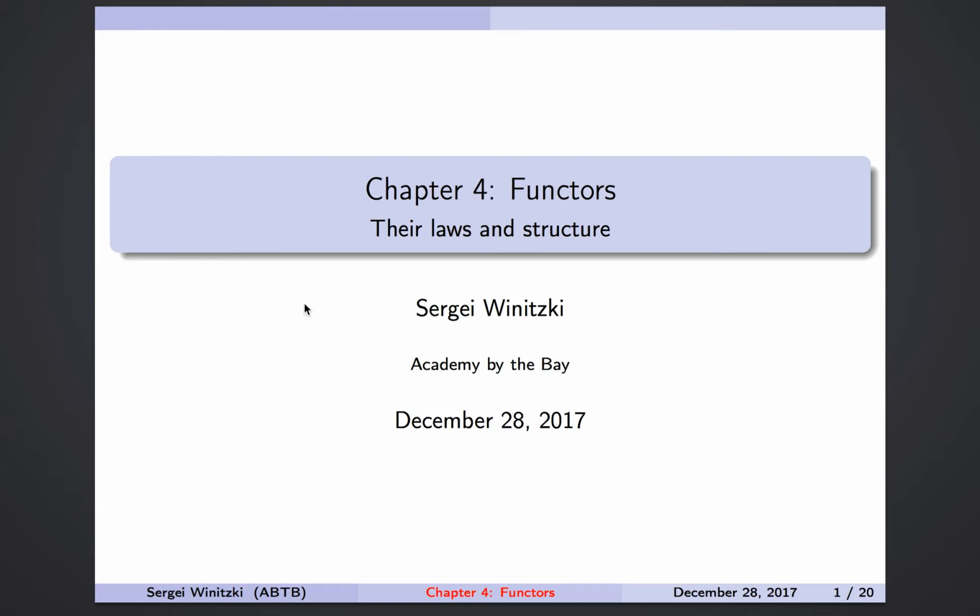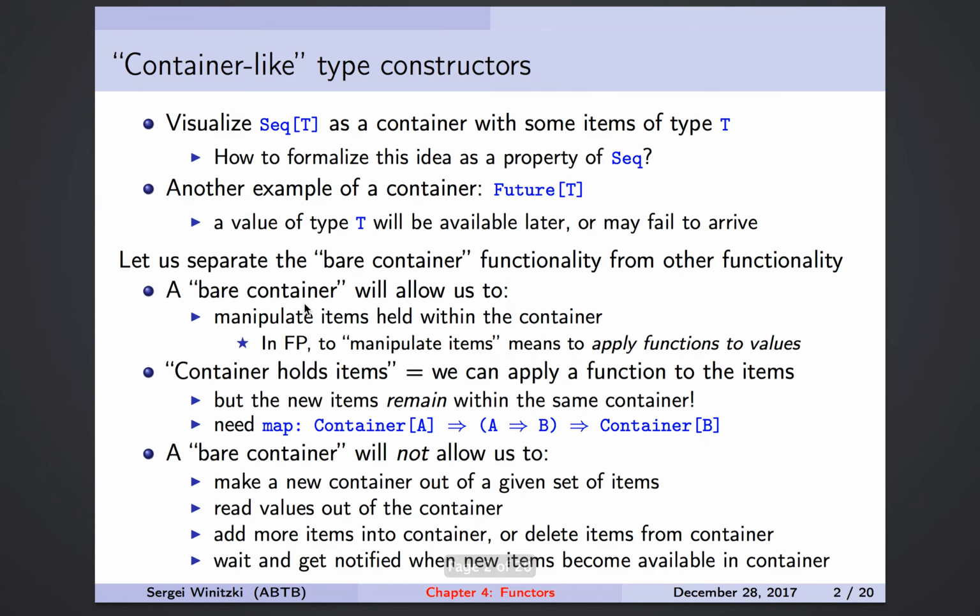This is chapter 4, all about functors. Functors are an abstraction that captures the features of what it means to have container-like types or container-like data. Functors are always type constructors, so they're parameterized by a type. And they mean a container that has items of values of that type.